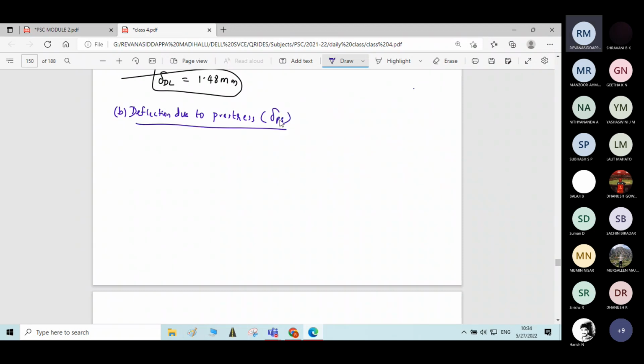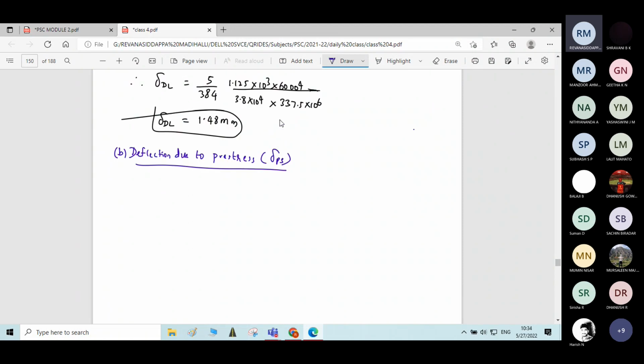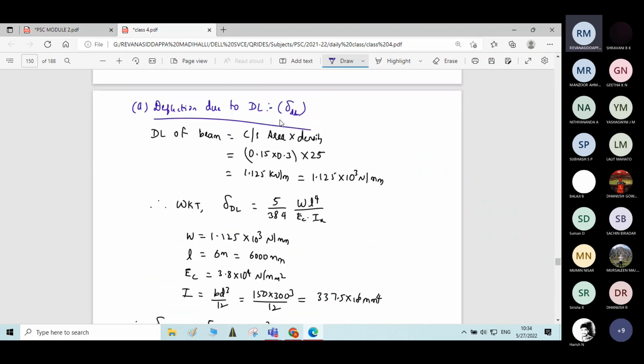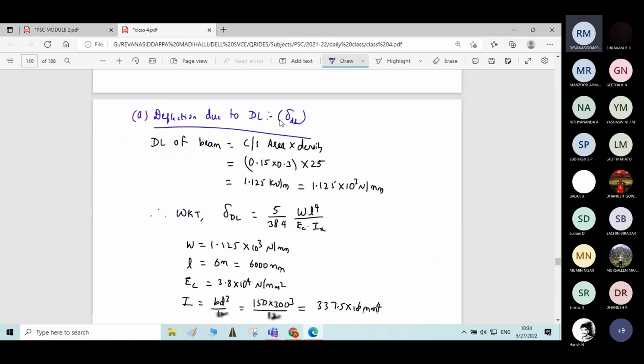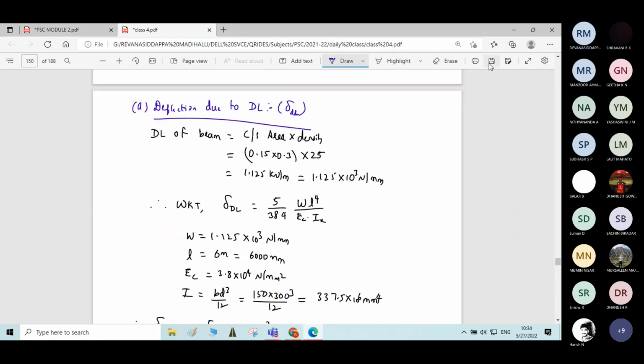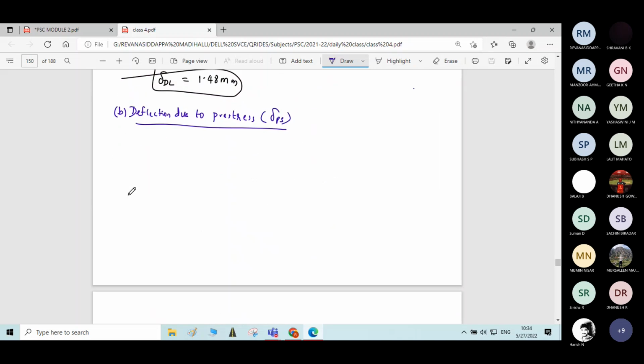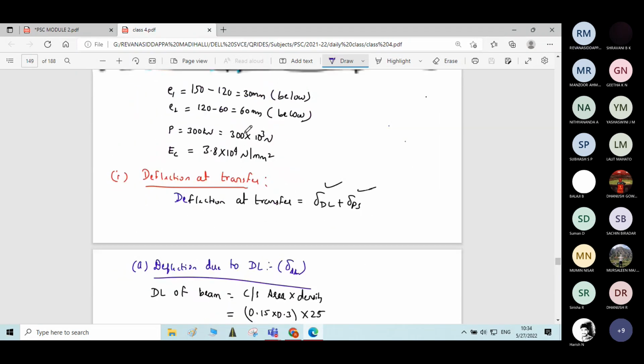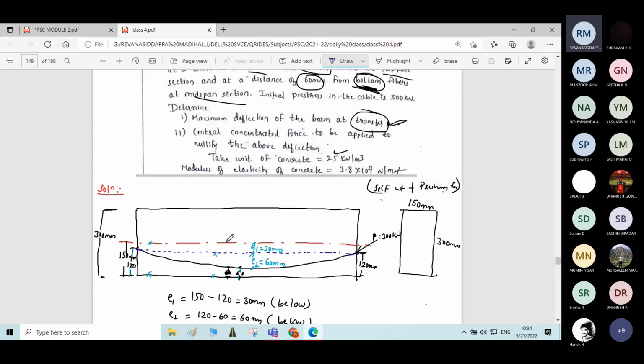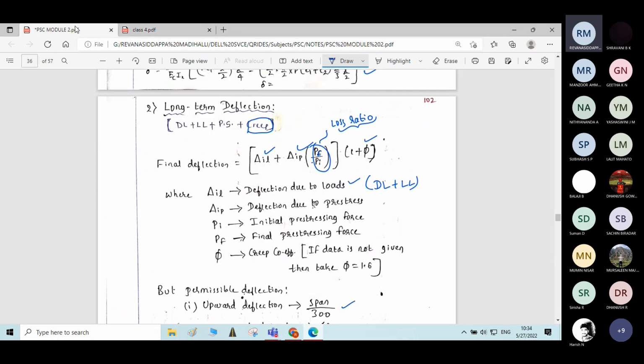Okay. So it is also a parabolic cable having different eccentricities at the support and the midspan. Correct? Now write the diagram. So this is a cable profile having different eccentricities at the support and the midspan.